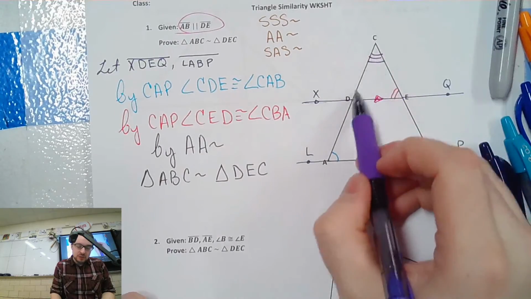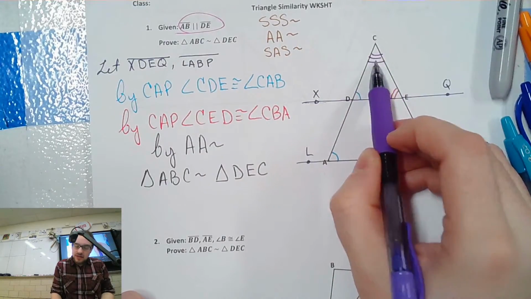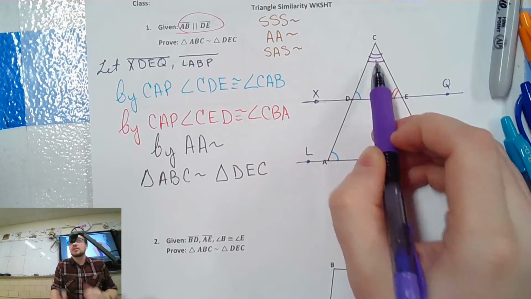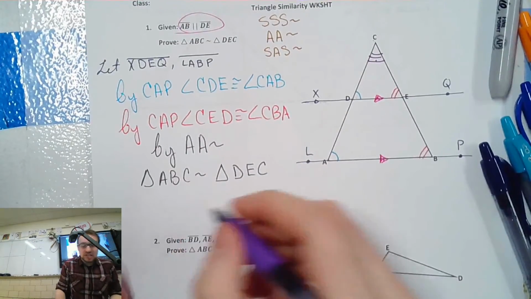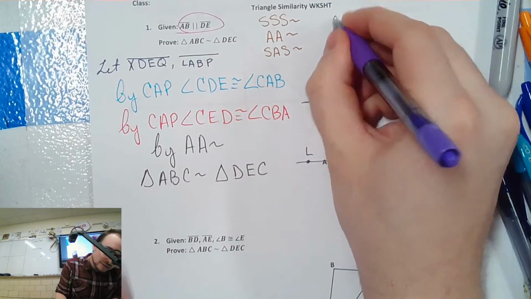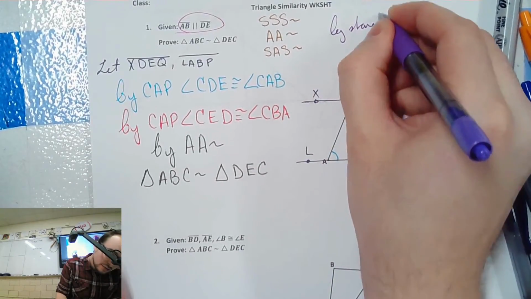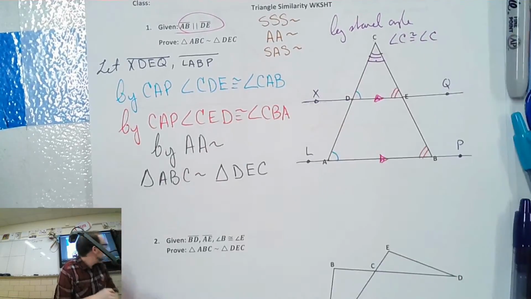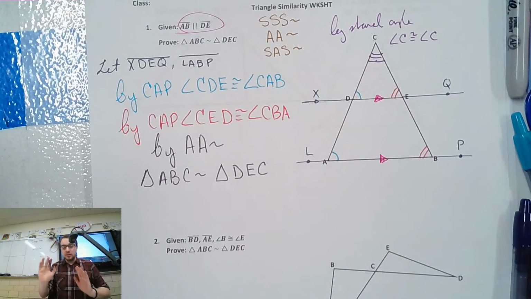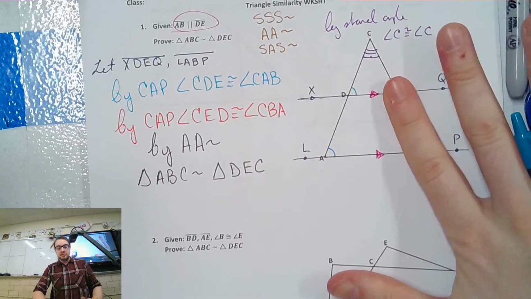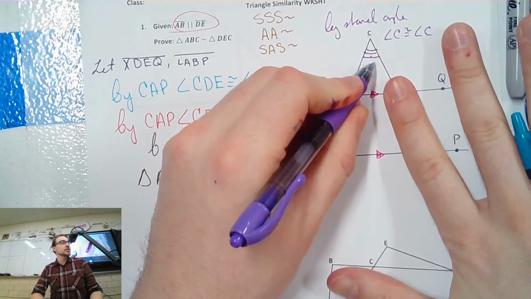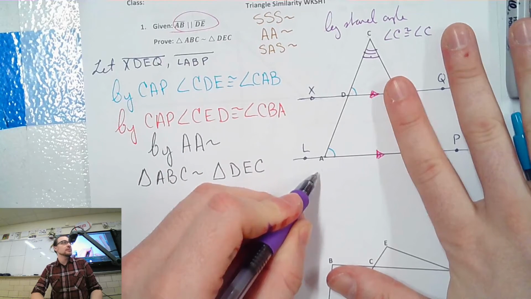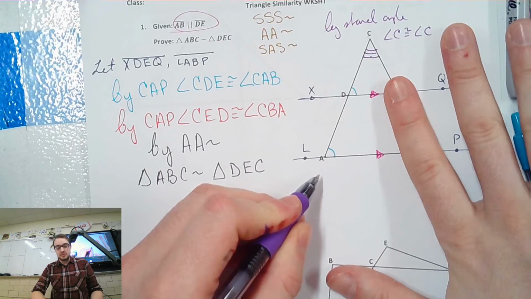See how this top triangle uses that angle? And this big triangle also uses the exact same one, right? Their angles overlap. So we can say by shared angle, angle C is congruent to angle C. Now, what I'm showing you is that I didn't have to do CAP twice. I could have done shared angle to get angle C and angle C congruent, and then I could have done CAP once, and I would have been good to go, because that's angle, angle. You with me? Right? Yeah.